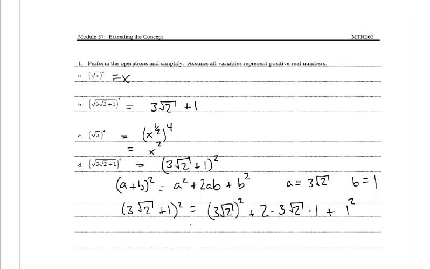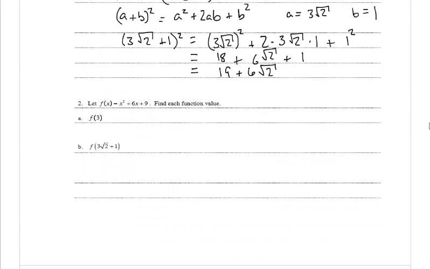And now we want to simplify. 3 times the square root of 2 squared: 3 squared is equal to 9, and the square root of 2 squared is equal to 2. So we have 18, 9 times 2, plus 2 times 3 is 6 times the square root of 2, plus 1 squared is equal to 1. And this is equal to 19, after adding our like terms, plus 6 square root of 2.